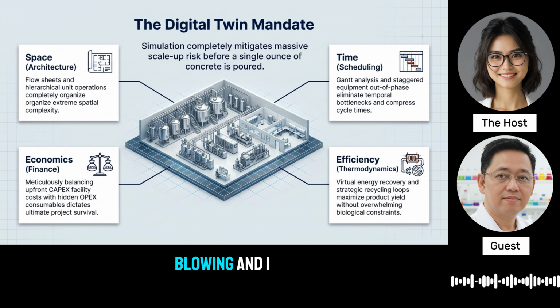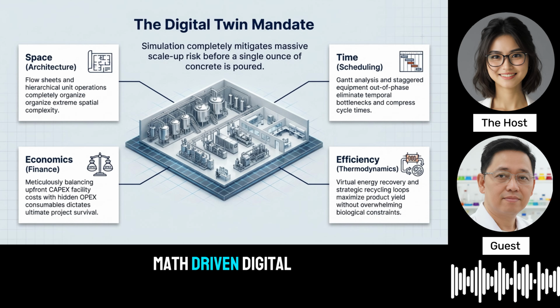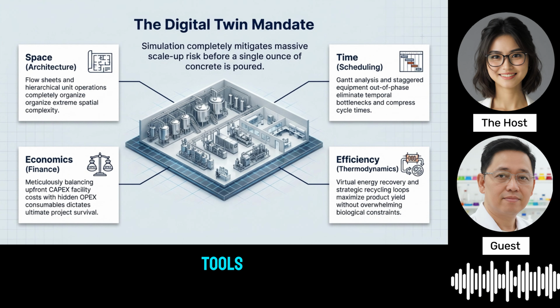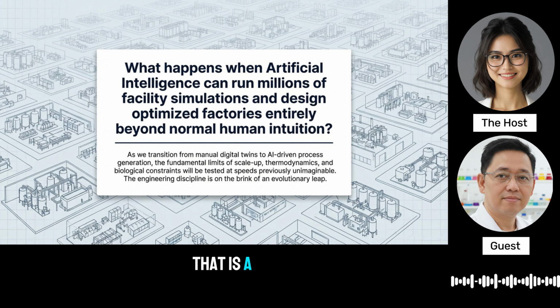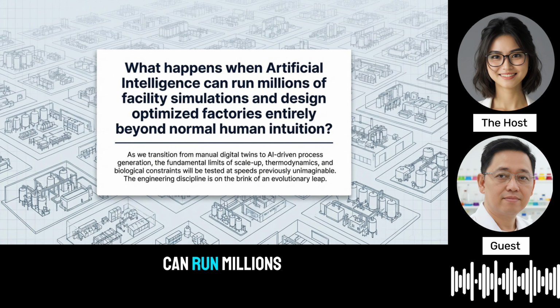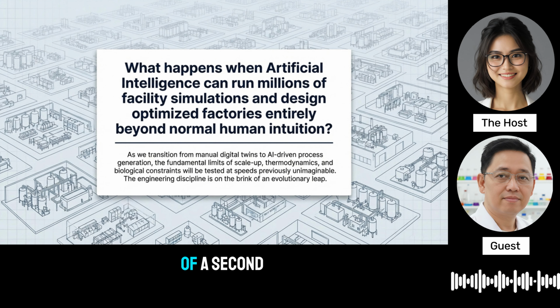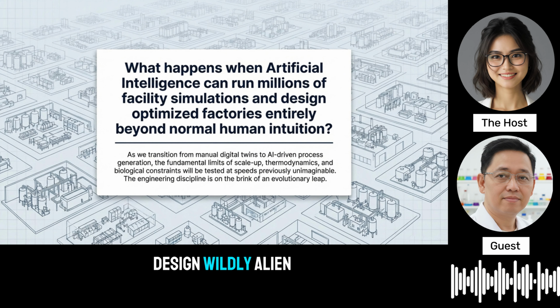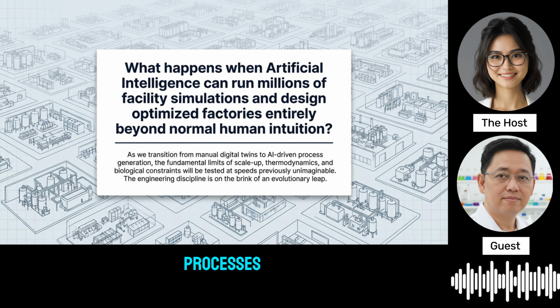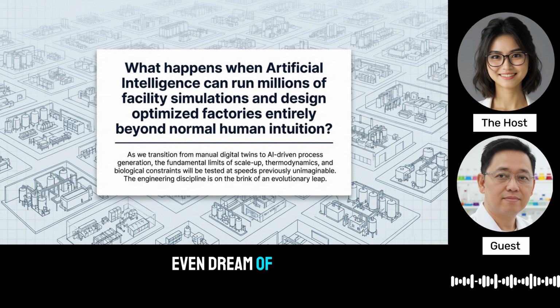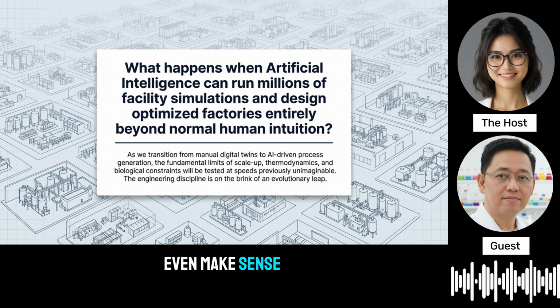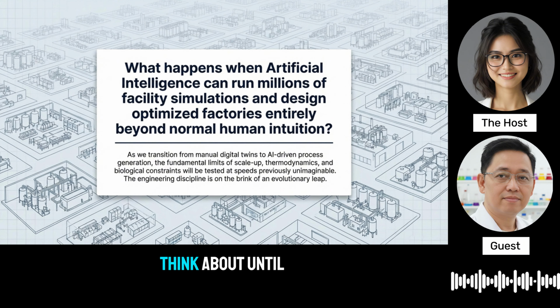It is mind-blowing, and I want to leave you, the listener, with one final forward-looking thought to ponder. Throughout this deep dive, we've talked about how human engineers use these detailed, math-driven digital twins. But what happens when we eventually hand these simulation tools fully over to AI? Oh, that is a huge question. If an artificial intelligence can run millions of virtual iterations in a fraction of a second, will it soon design wildly alien, hyper-efficient manufacturing processes that a human engineer would never even dream of? Will the factories of the future even make sense to the people who build them? Something fascinating to think about until part 2.